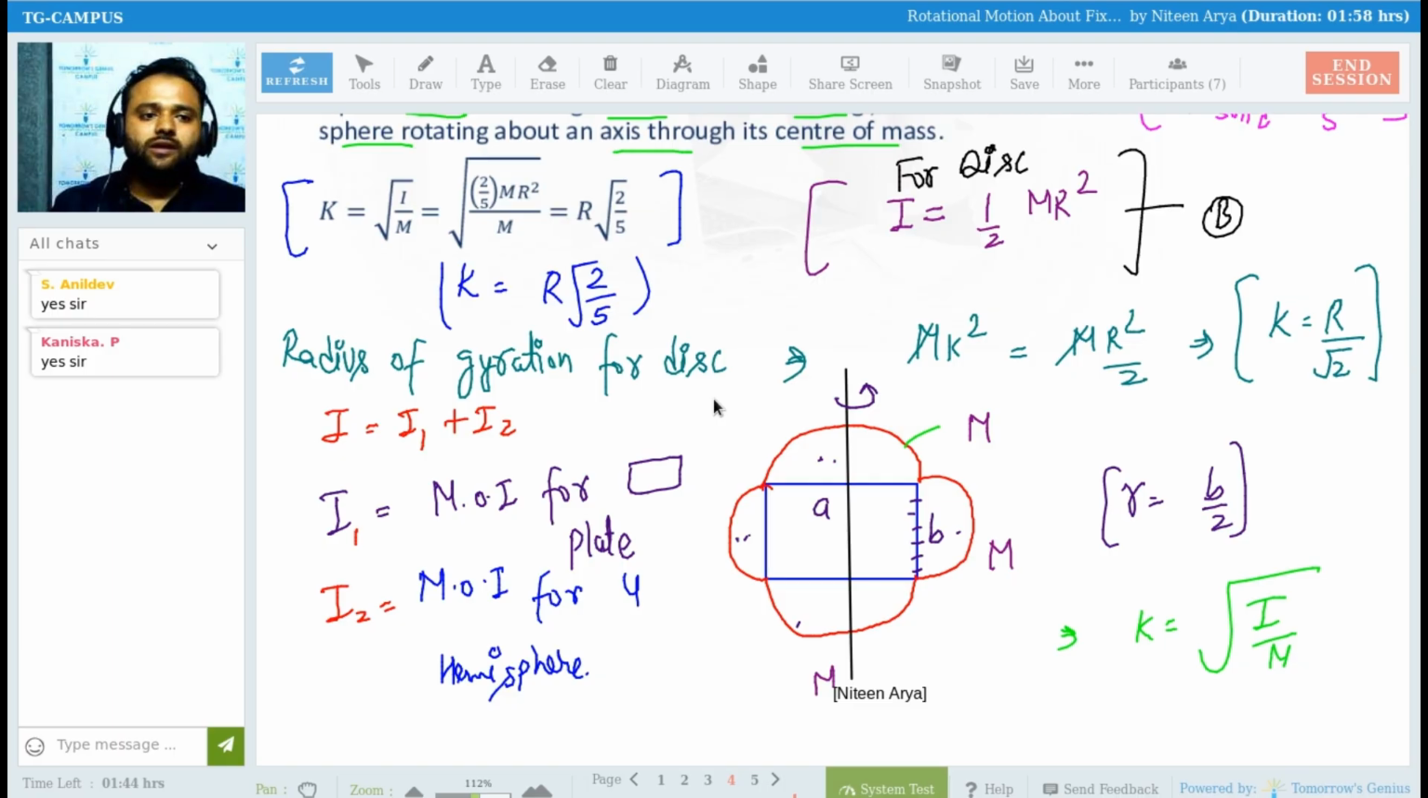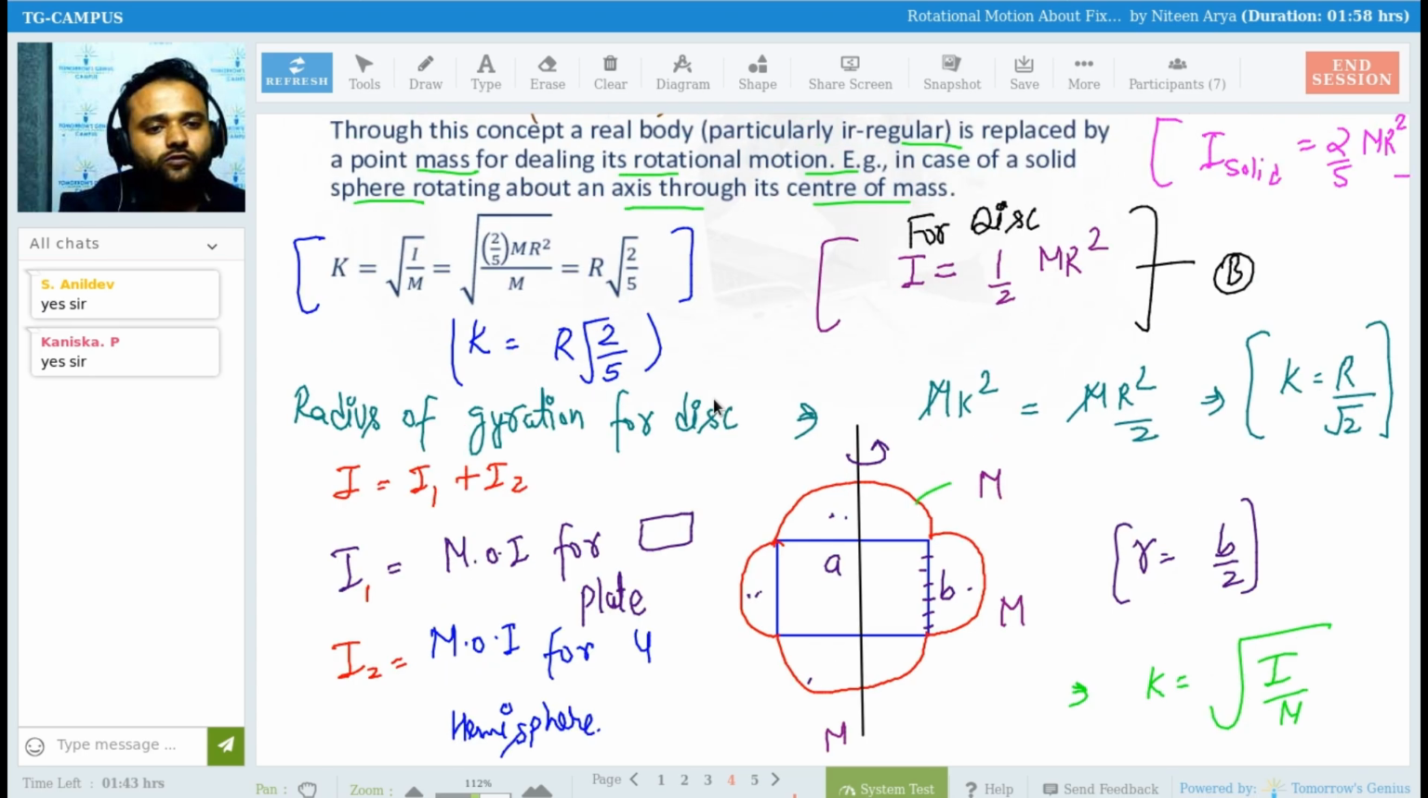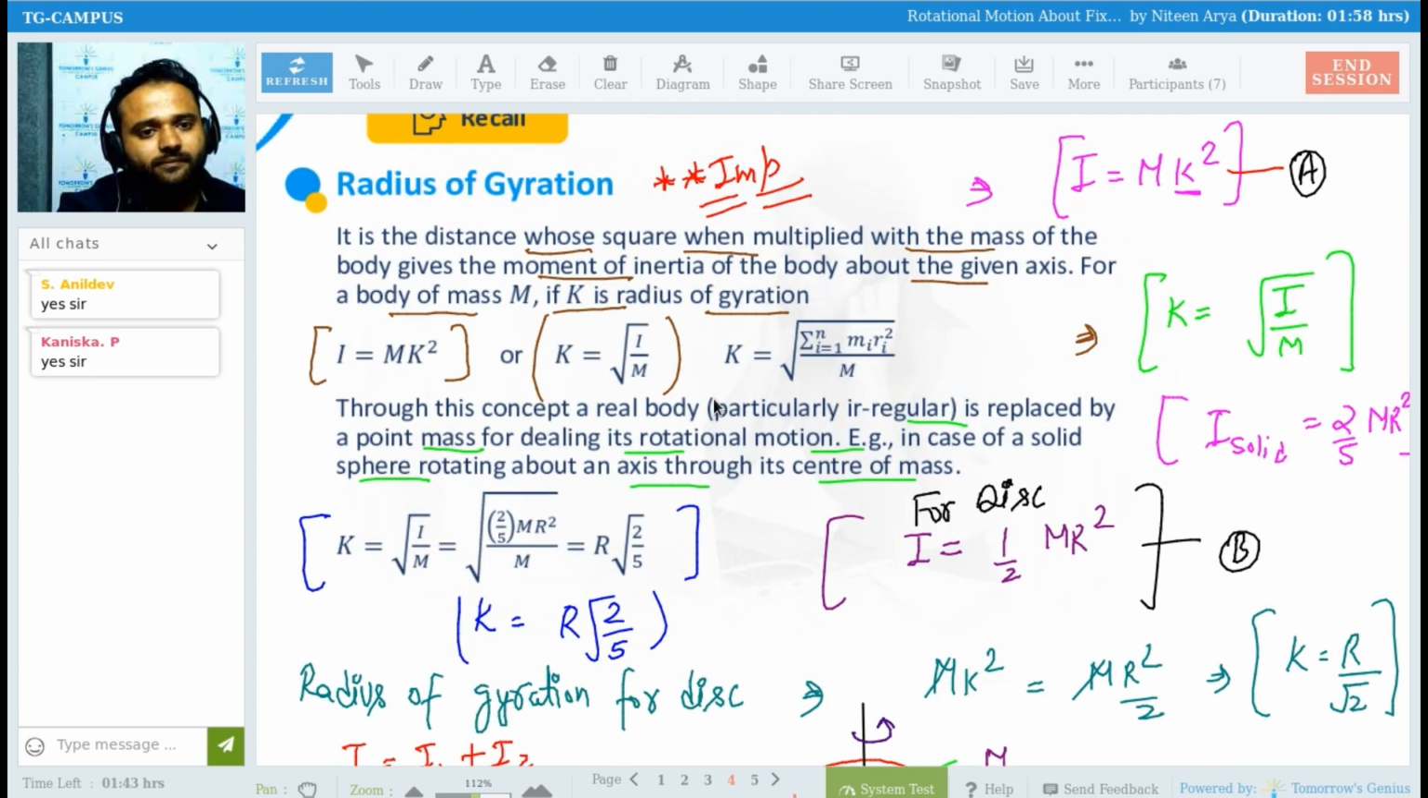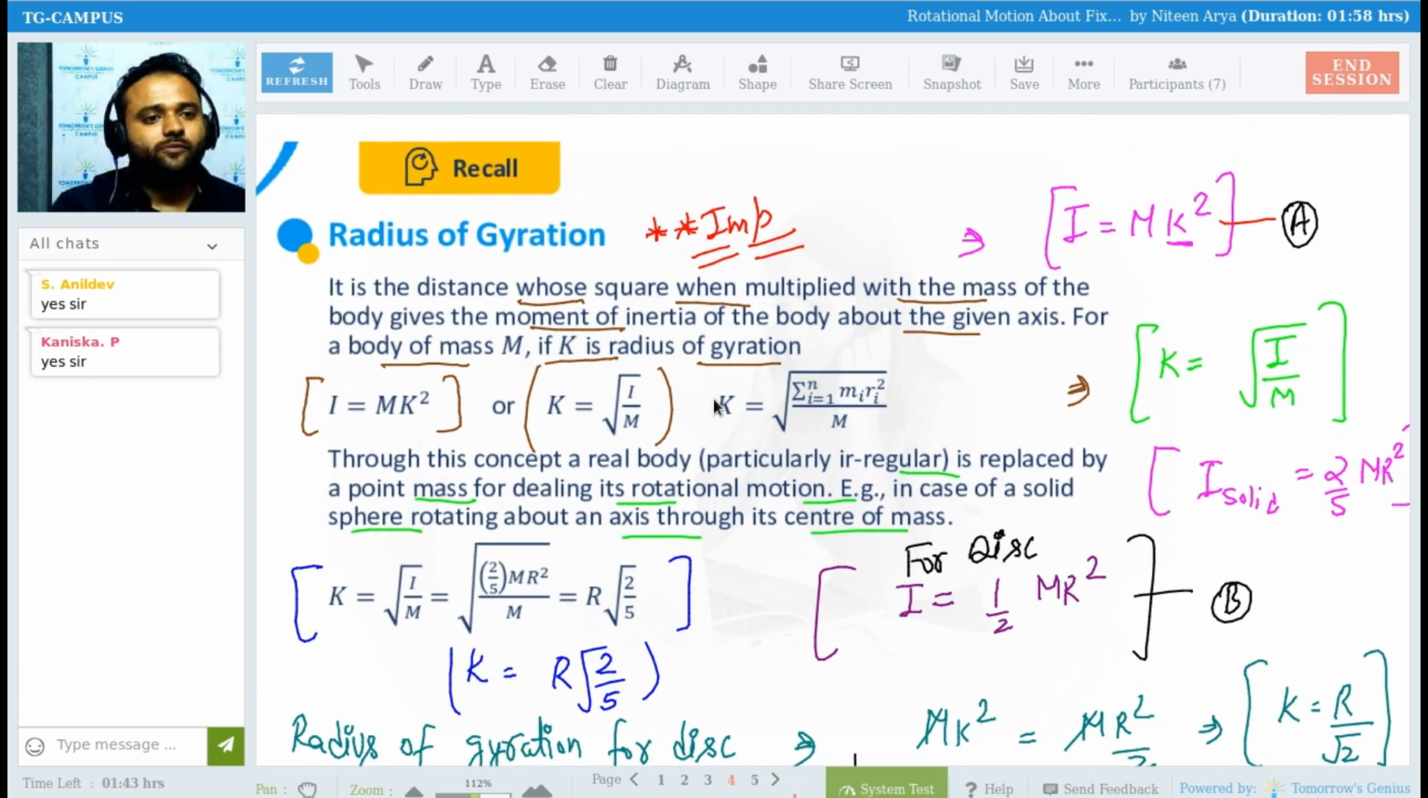Clear everyone? So this is how a simple question can be converted into a complex or typical one. Is this clear? Simple concept. What is the radius of gyration? Radius of gyration is nothing but a distance whose square, in product with the mass, gives you the moment of inertia.